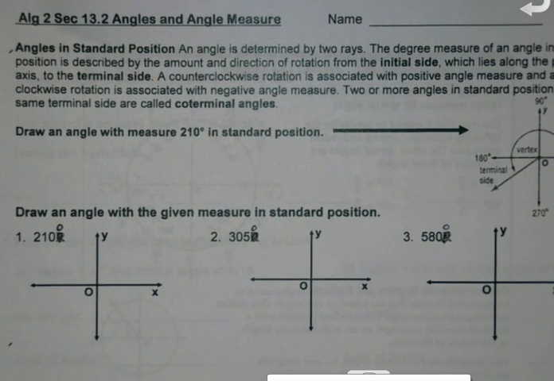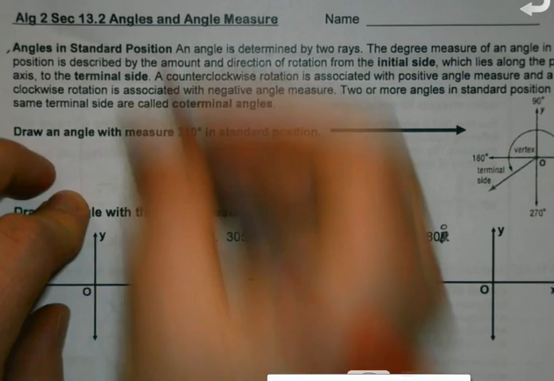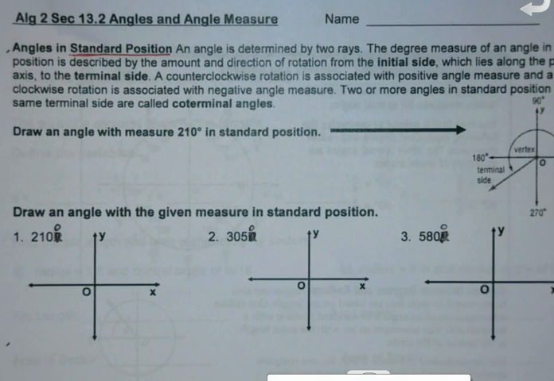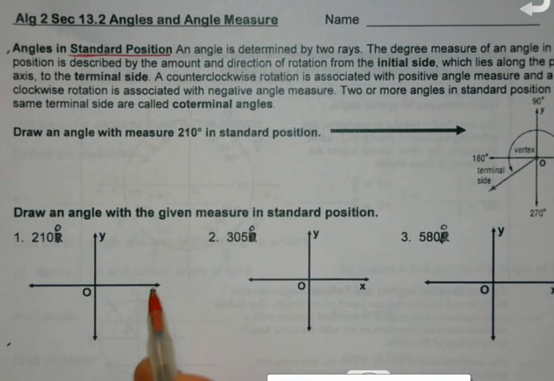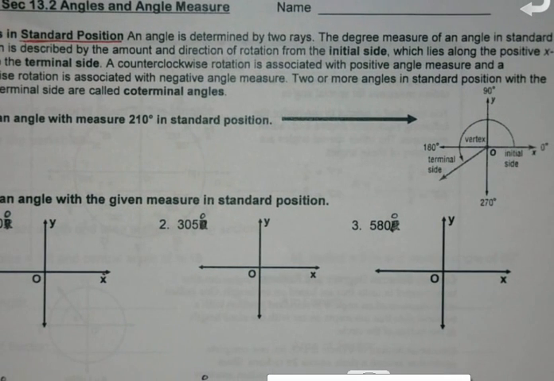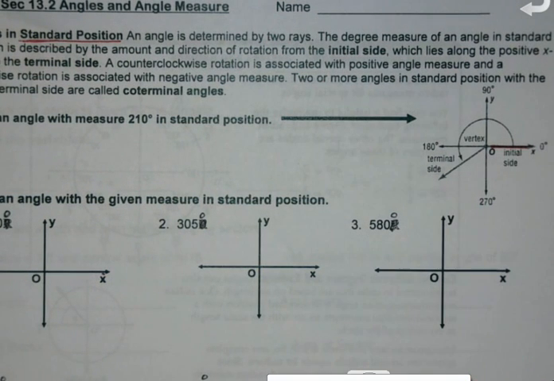Angles and angle measure. A couple of words that you're going to want to get yourself familiar with here at the start. The first is called an angle in standard position, and what that basically means is you're going to start here in the 0 portion of our angle. My initial side always starts on my positive x-axis portion when I'm going to draw an angle.